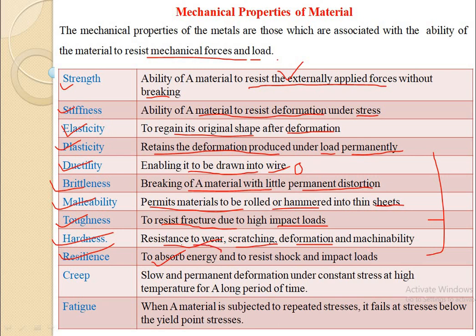Resilience absorbs energy within the elastic limit, but in the case of toughness, the material should be a plastic one. That is the most important point. In the case of resilience, it absorbs energy within the elastic limit, but in the case of toughness, it has crossed the elastic limit. When it absorbs the energy, the material is in the plastic stage. The next important property is creep.